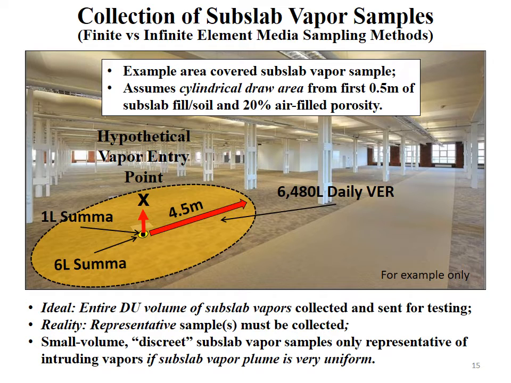So the question here is, traditionally what we've been doing, what I've certainly done a lot in my career, is go to this point, drill a hole through the floor, and then collect a single discrete sample in a 1 liter SUMMA canister or maybe a 6 liter SUMMA canister. But if you look at the comparison of the area for these types of small samples compared to the overall decision unit volume of vapors that we need to get a representative sample from, it's really minuscule. So these small volume discrete subslab vapor samples would only be representative of intruding vapors if the subslab vapor is relatively uniform.